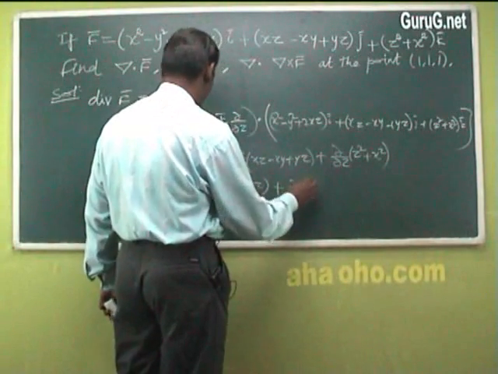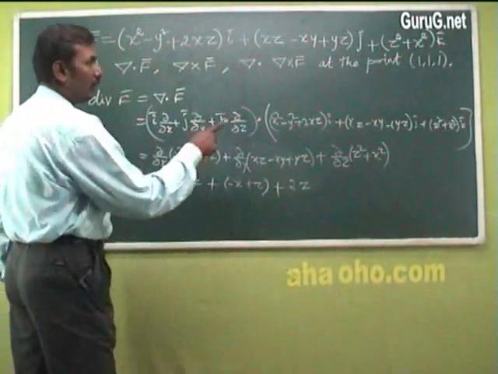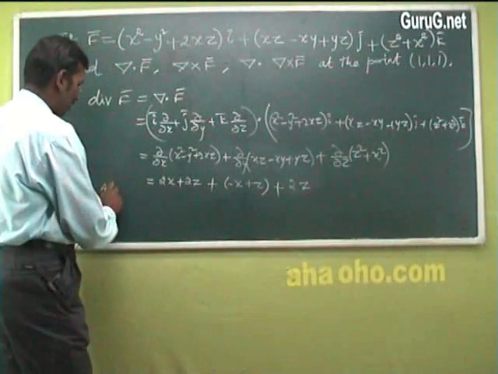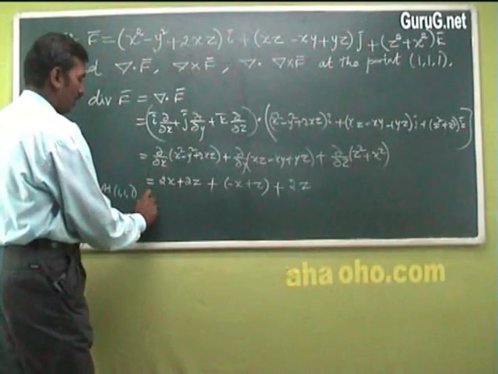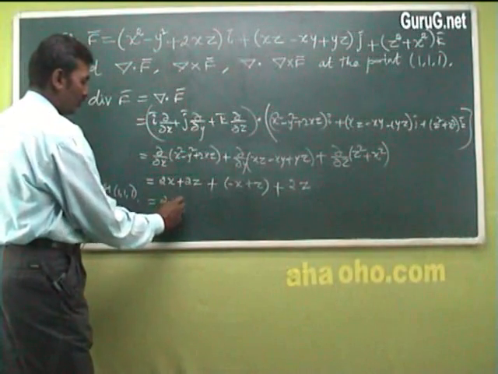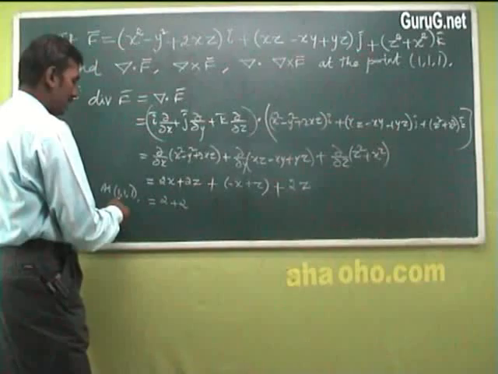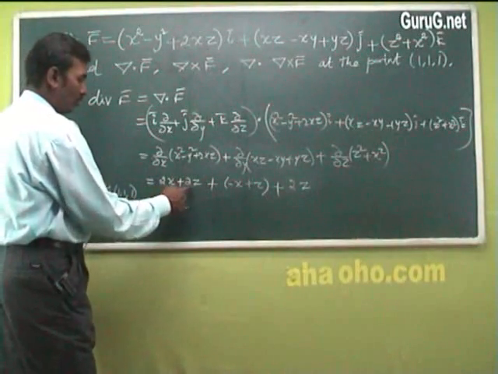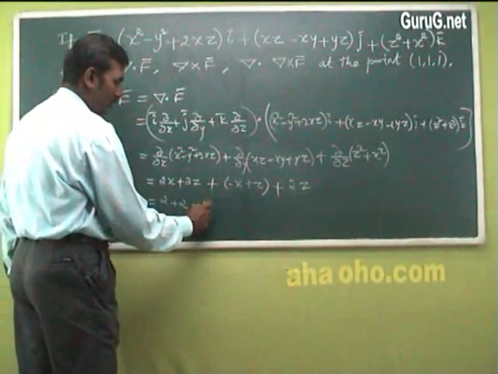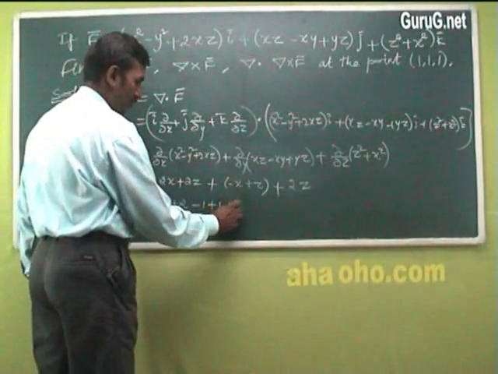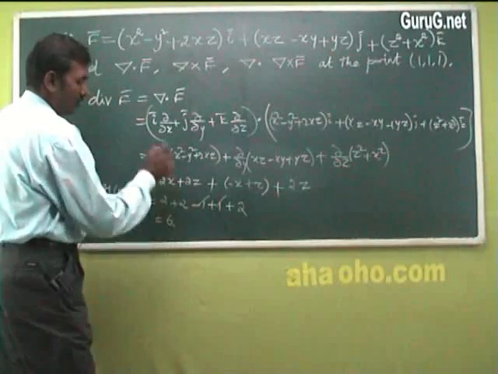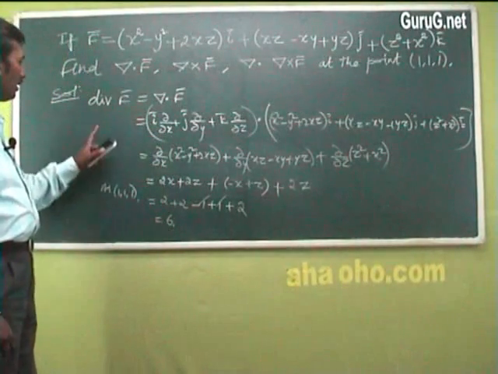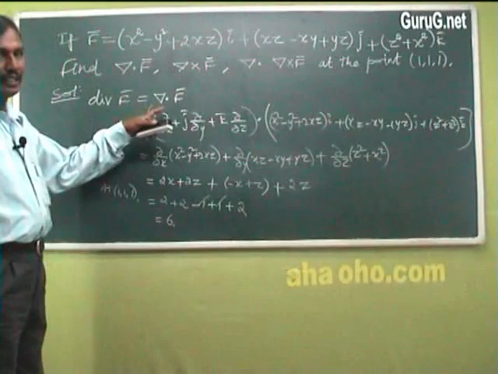So 2z, right? So at the point 1, 1, 1, replace x, y, z by 1, 1, 1. So 2 plus 2 minus 1 plus 1 plus 2. This will get cancelled. The answer is 6. So this is the divergence of f or del dot f.